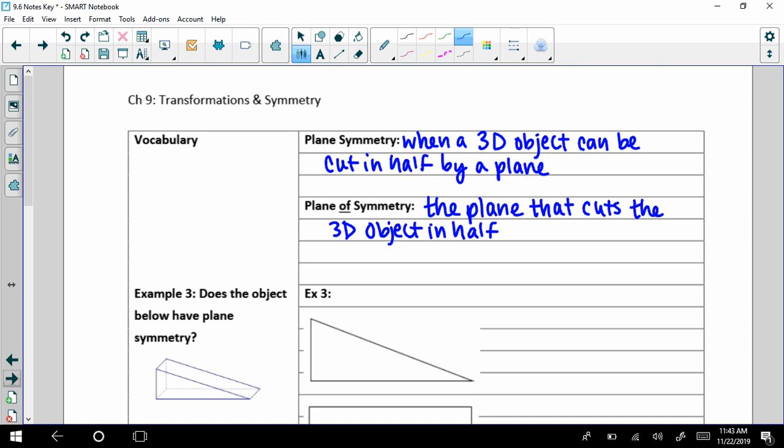So if you've ever seen those fancy cheesecakes that they have at the store, where they have the 4 different kinds of cheesecakes, a lot of times there'll be cardboard in between them. That creates that plane symmetry on either side of those. The plane of symmetry, so again, the difference here between when it has plane symmetry and what creates that, the plane of symmetry is the plane itself that cuts the 3D object in half.